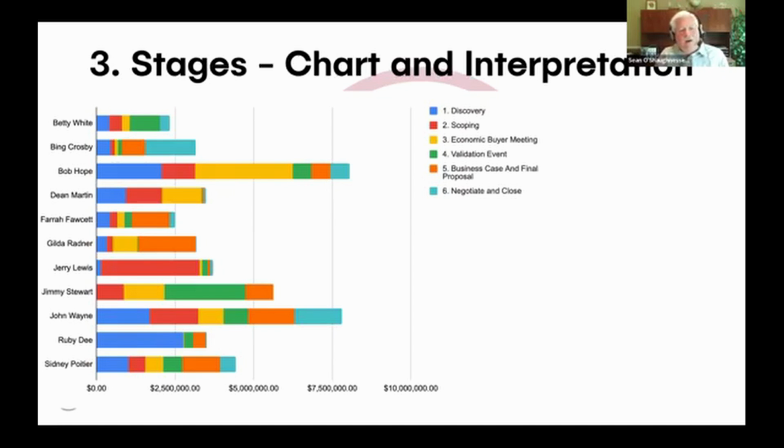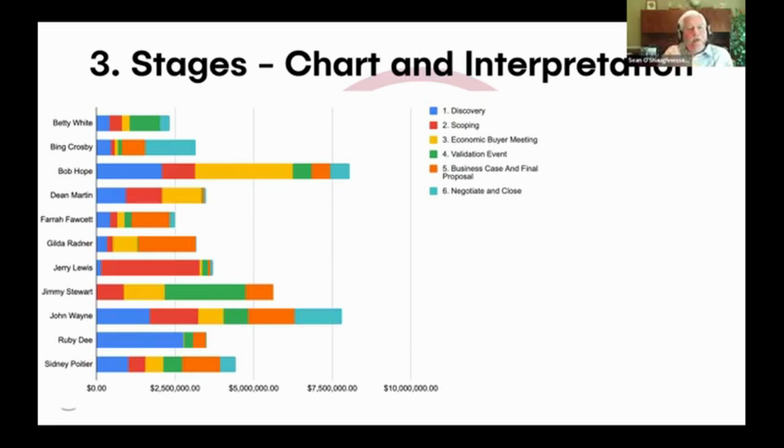If I look at Sydney all the way at the bottom, then I would say, Sydney, man, that just looks great. Nice and even, approximately the same bars. Maybe a little bit too big on number 5, business case and final. But it's a pretty good distribution of deals across the board. I kind of like that.